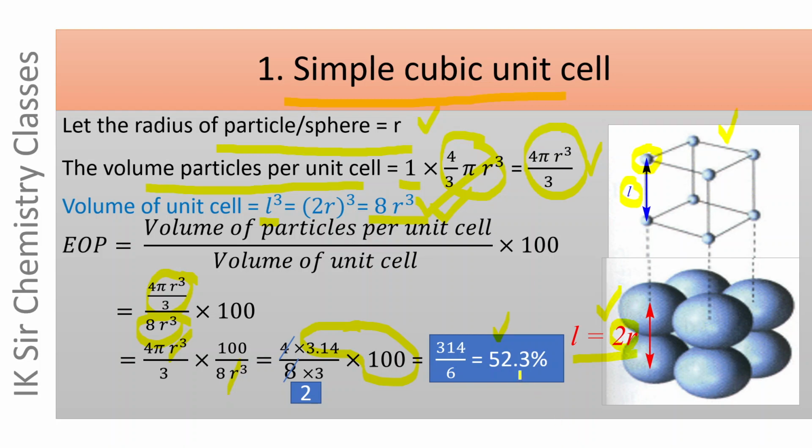This is the efficiency of packing in simple cubic unit cell. It is 52.3%, and the packing fraction will be 0.523. That is, efficiency of packing divided by 100 is equal to packing fraction.